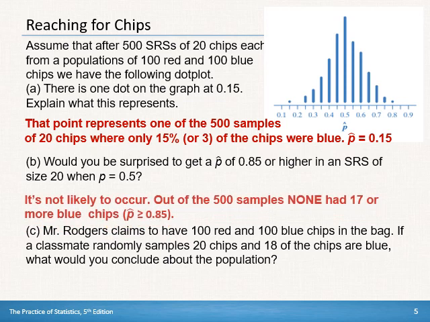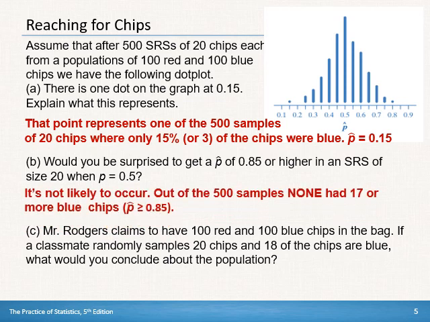Okay, so I think you would be surprised, right? Because there's only 85, that's this spot out here. There's nothing at 85 or higher. So none of our 500 samples of sample size 20 had 17 or more blue chips, which would give us a p hat of 85% or more. So yeah, you should be surprised. Out of 500, we never got a single one.